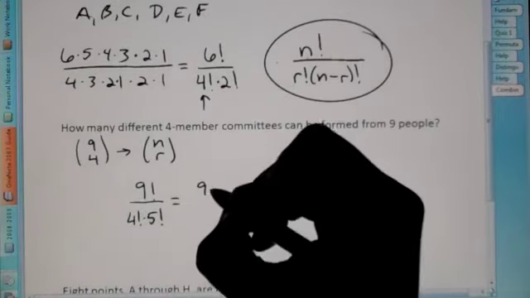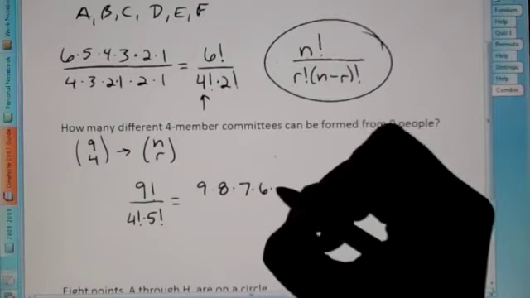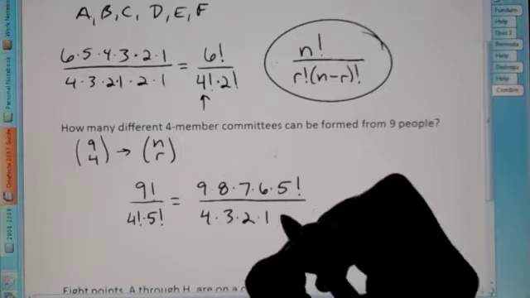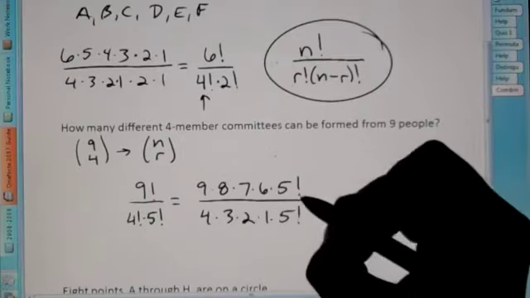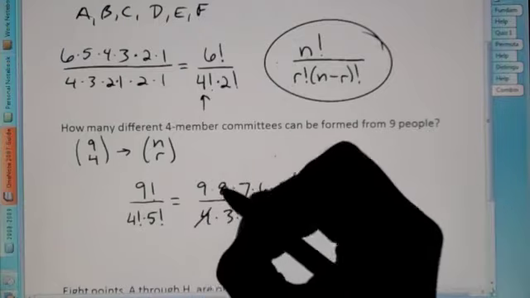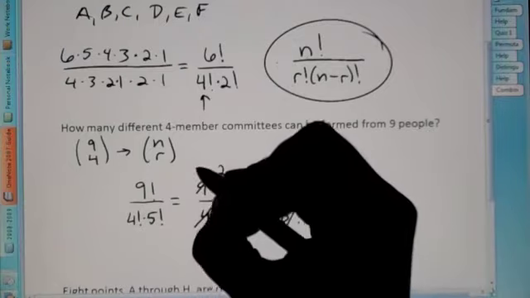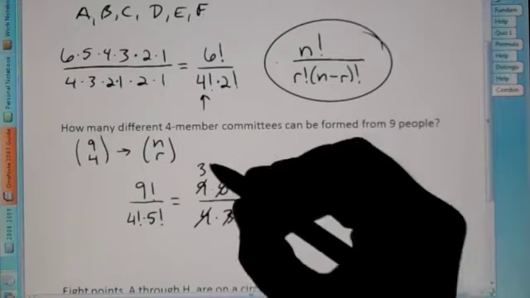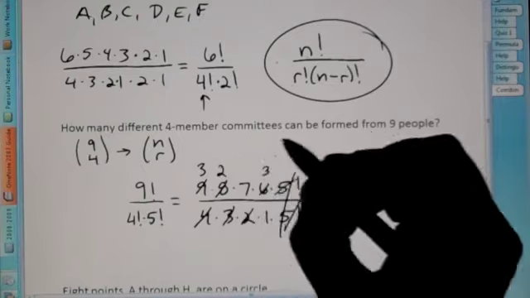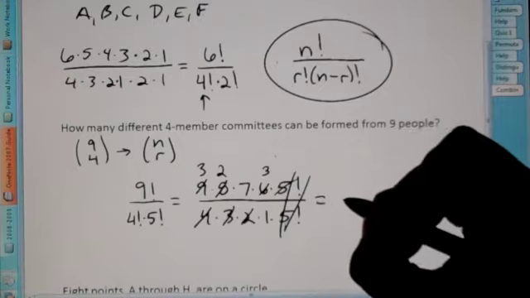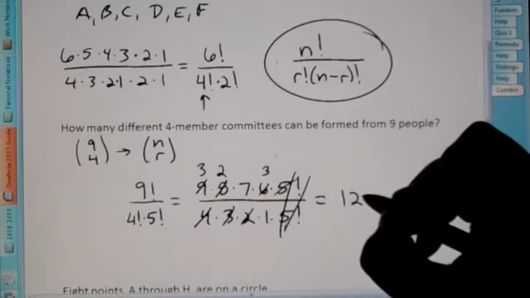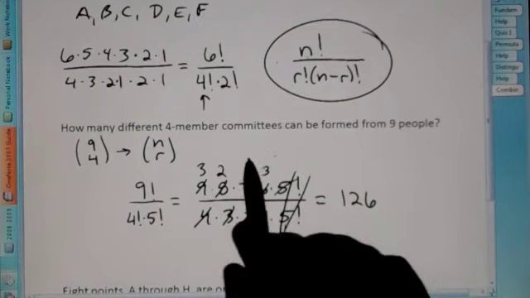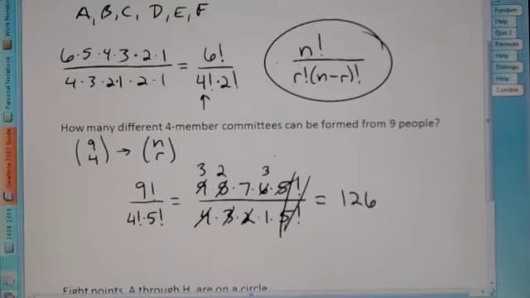To work this out, we do 9 times 8 times 7 times 6 times 5 factorial over 4, 3, 2, 1, 5 factorial. When we do this, the 5 factorial cancels out. 4 goes into 8 twice. 3 goes into 9 3 times. 2 goes into 6 3 times. So we have 6 times 21, which is 126. So there are 126 different 4-member committees that can be formed from 9 people.